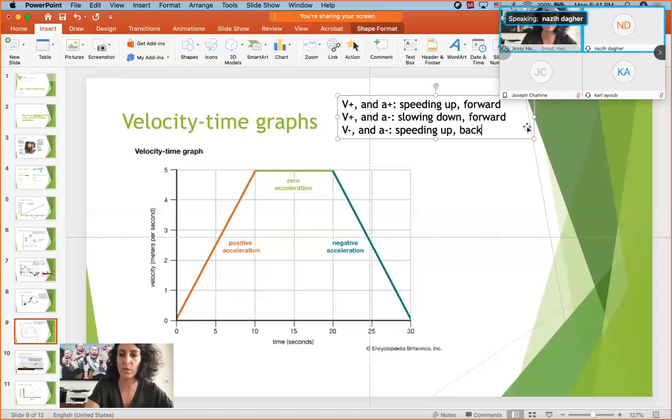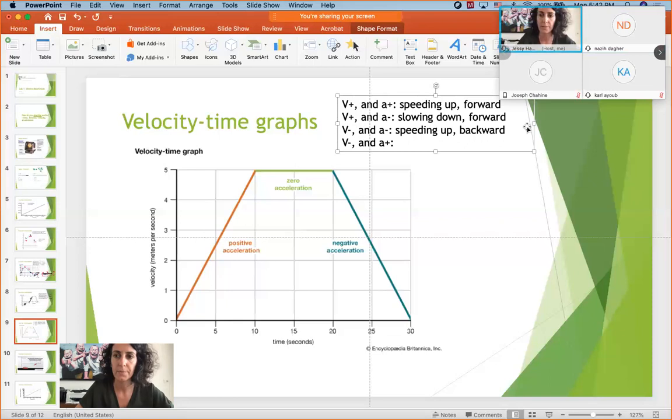It is backward because V is negative. And the last one is V negative and A positive. What do you think would happen in this case? Slowing down, because they're pointing in opposite directions. Forward or backward? Backward. Awesome.